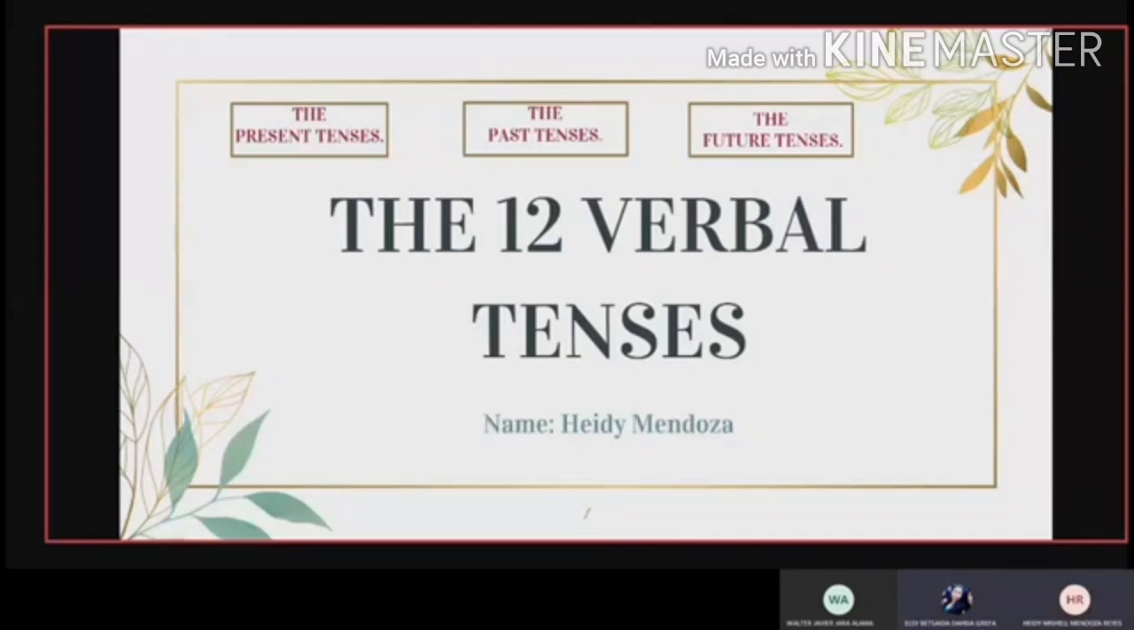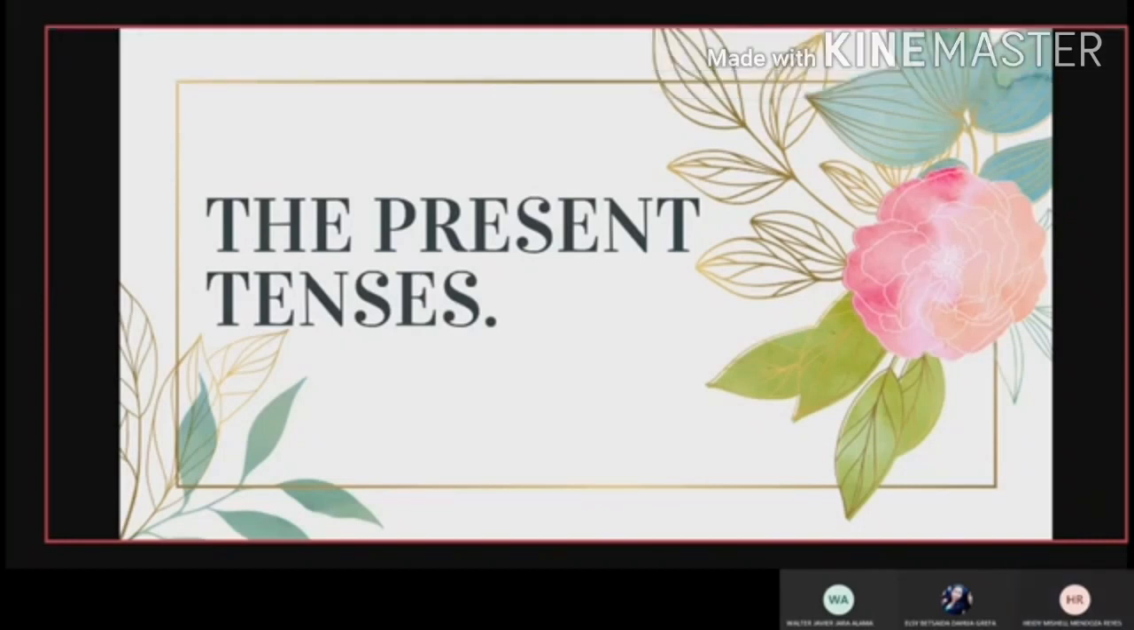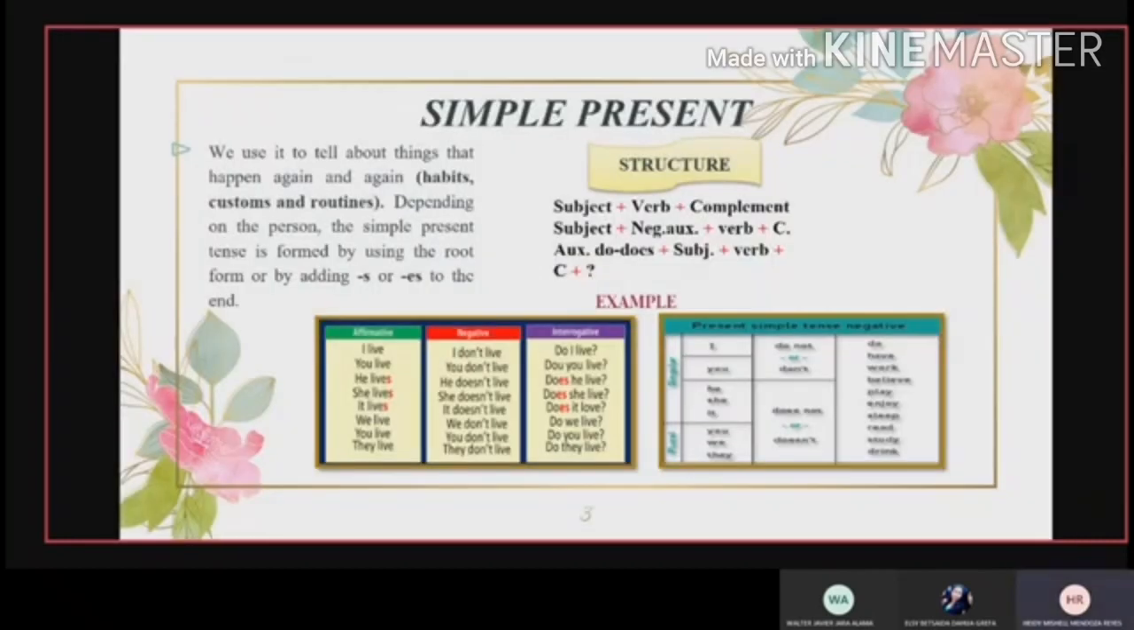We continue with the next exhibition, the present tenses. Okay, the simple present we use to tell about things that happen again and again: habits, customs, and routines. Depending on the person, the simple present tense is formed by using the root form or by adding s or es to the end.